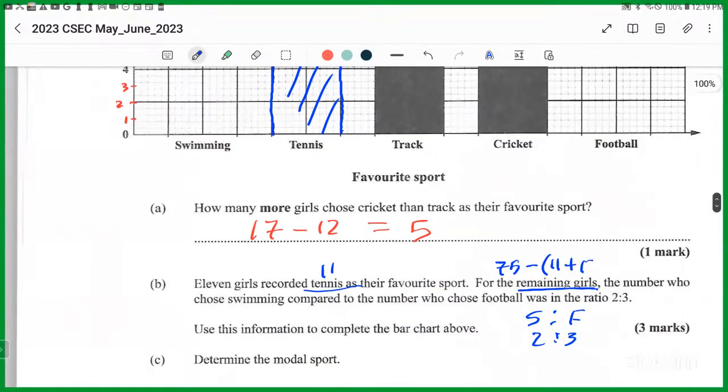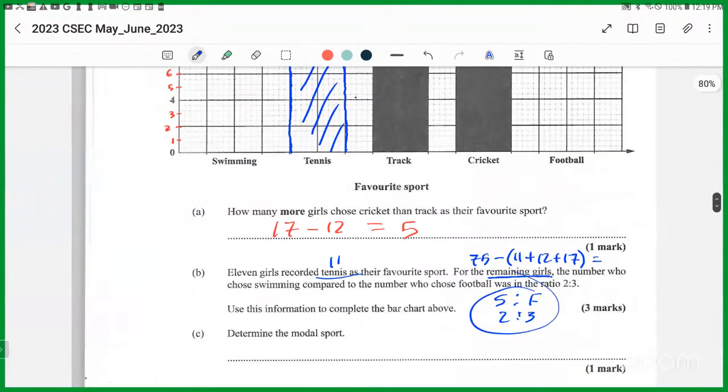12 and the 17, to see what the remaining is that we have to put in this ratio 2 to 3. So I'm just going to work that out here quickly. It's going to be 75 minus 11, minus 12, and minus 17. So I'm dividing 35 in that ratio.